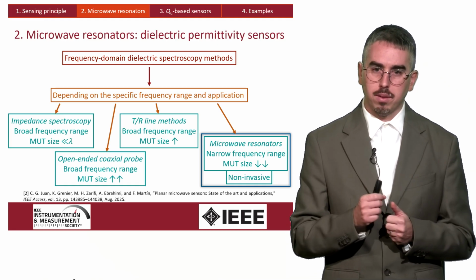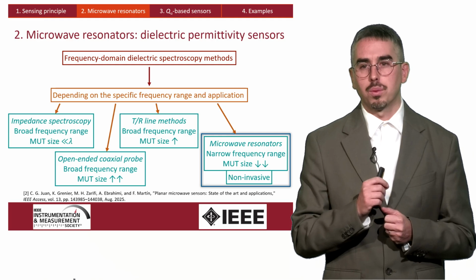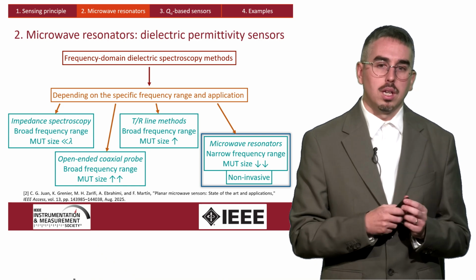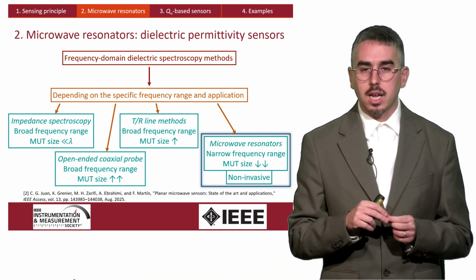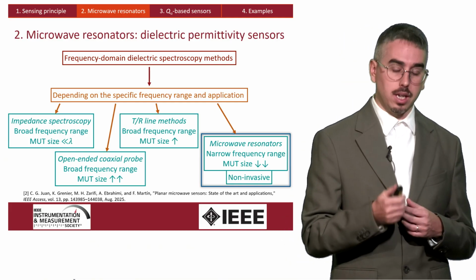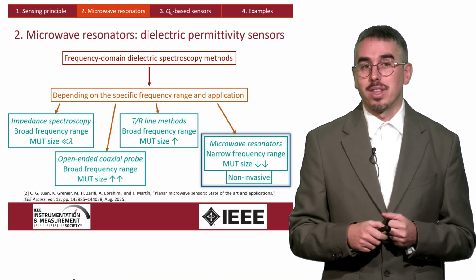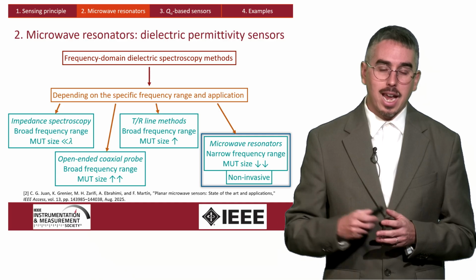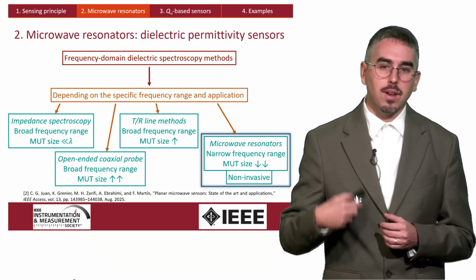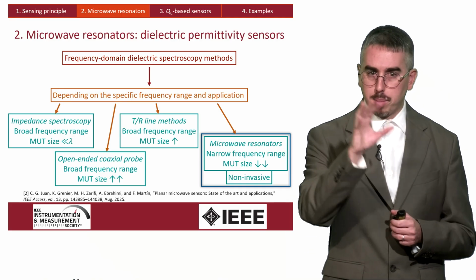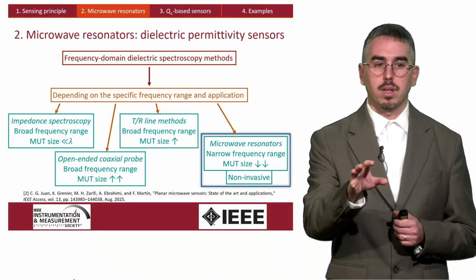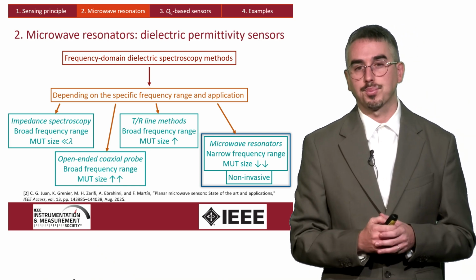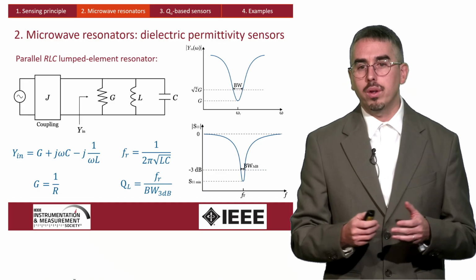At the cost of having information only in a narrow frequency range, we can obtain interesting benefits, such as, for example, the requirement of a very small sample or material under test, which is an interesting asset when the availability of the sample is limited, as is the usual case in biomedical applications, and also the capability of making non-invasive measurements, measuring the permittivity, and therefore the composition of the medium, without directly touching the material. So let's see how it works.